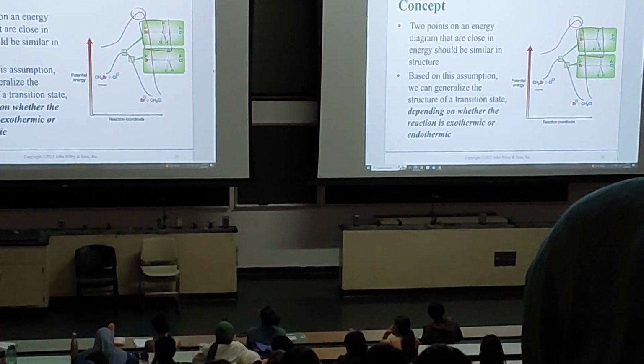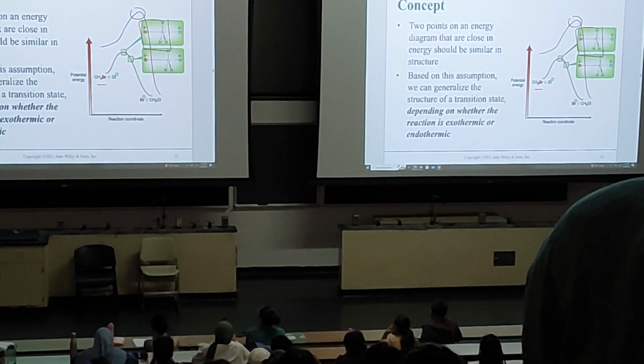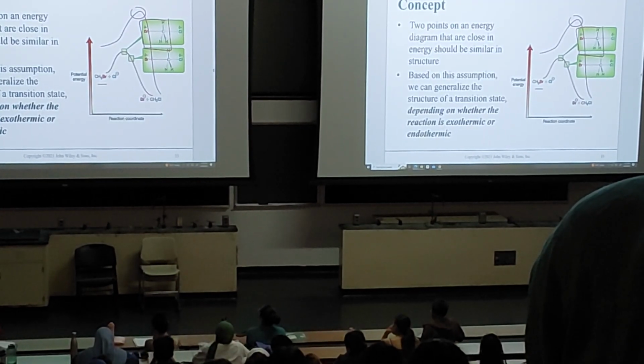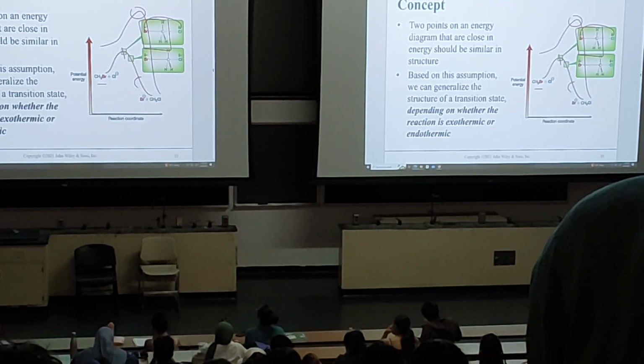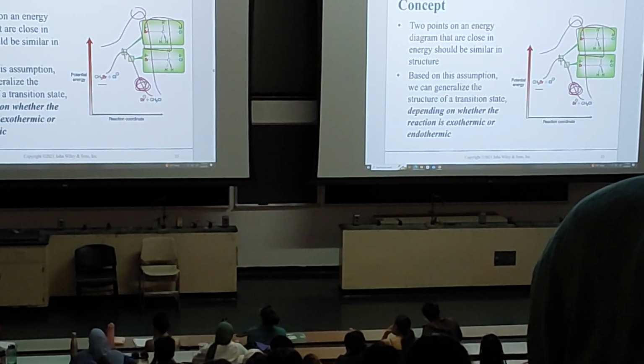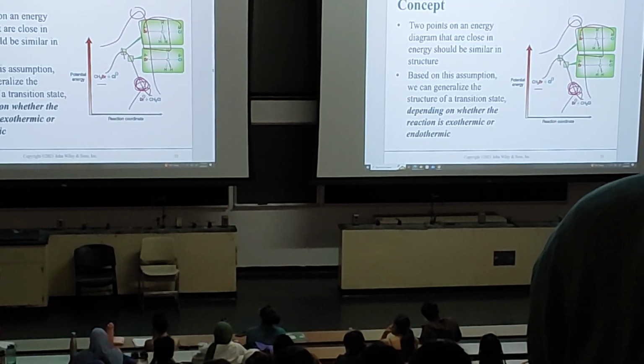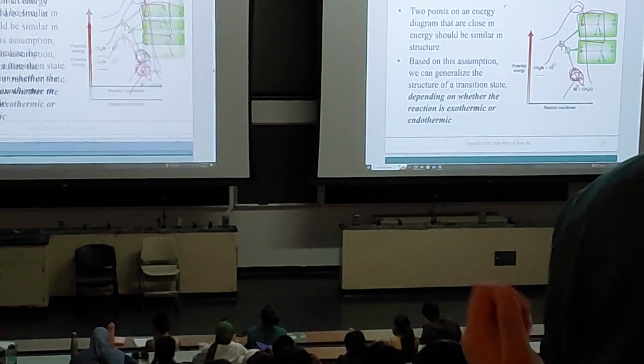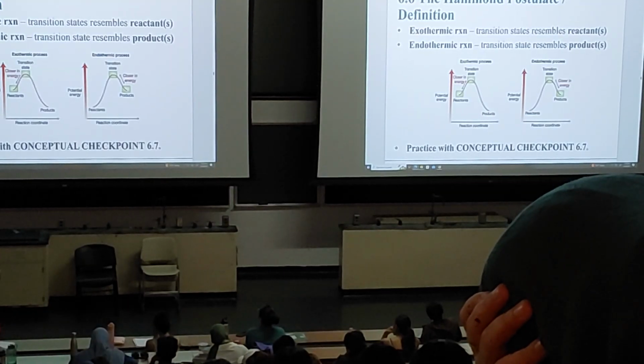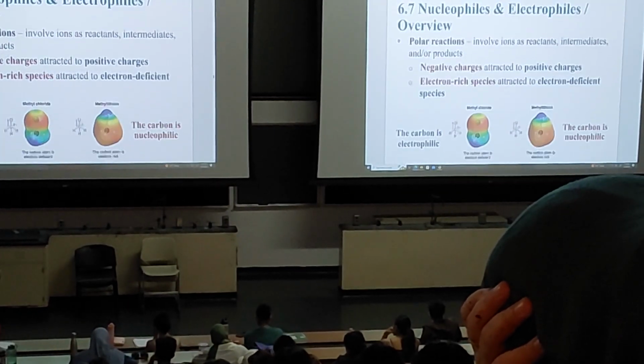And you can tell, right? In this case, it's closer to the reactants than the products. So in the middle, it should look more like the reactants than the products. And of course, if I ask you how does it look here, guess what? It would look a lot more like the product. And that's the Hammond postulate.